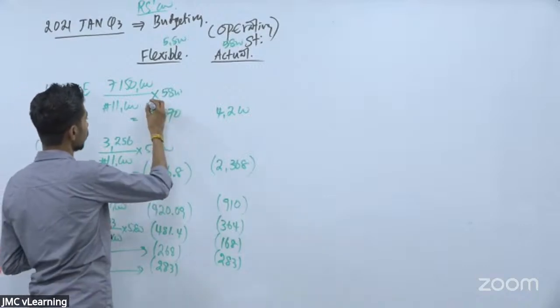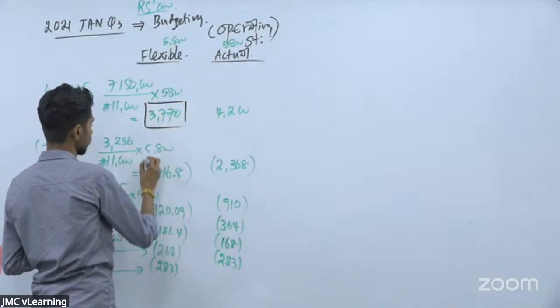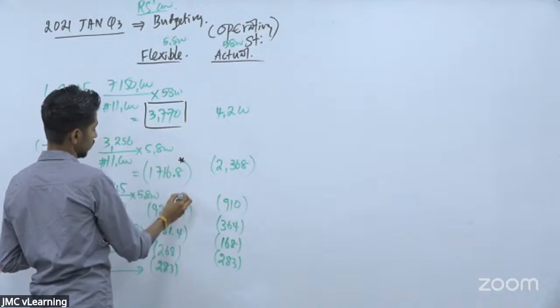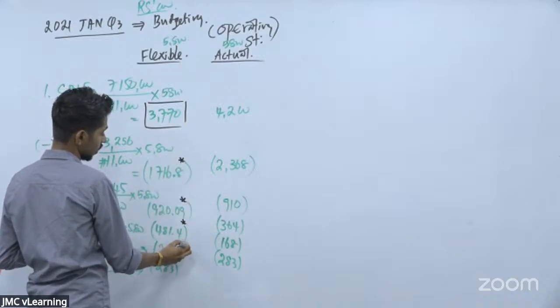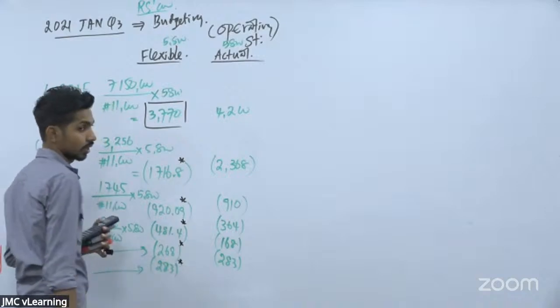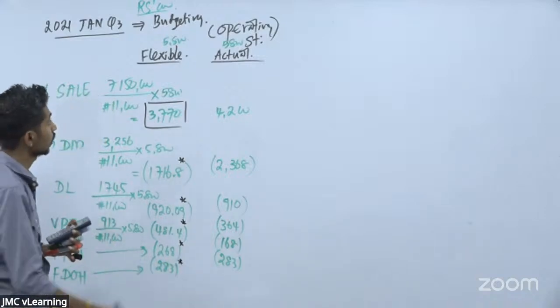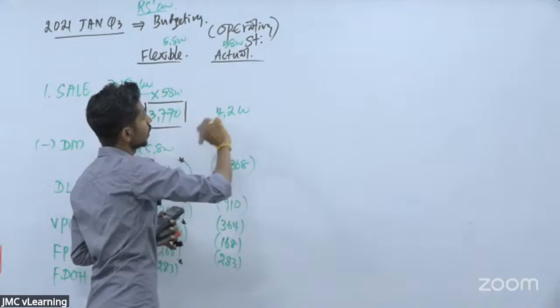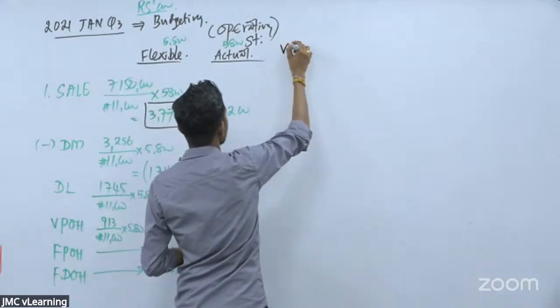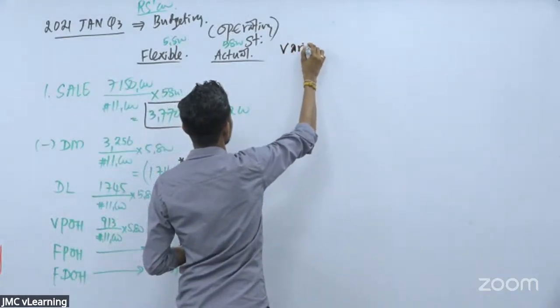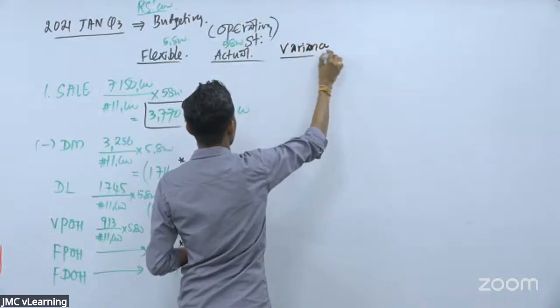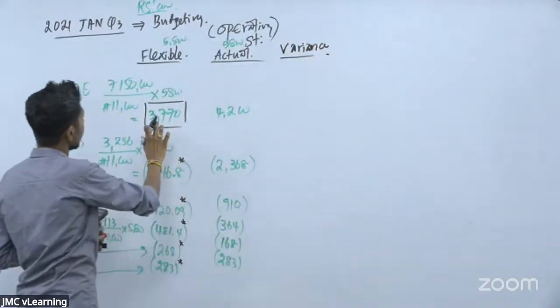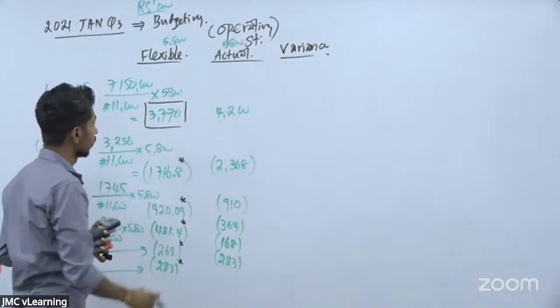This is the flexible figures based on the fixed budget. If it is an operating statement, you have to calculate the variance as well. Variance means the difference between the flexible amount and actual amount.